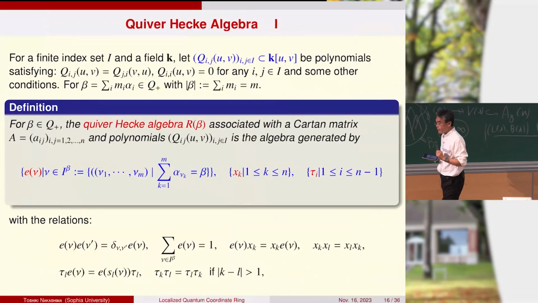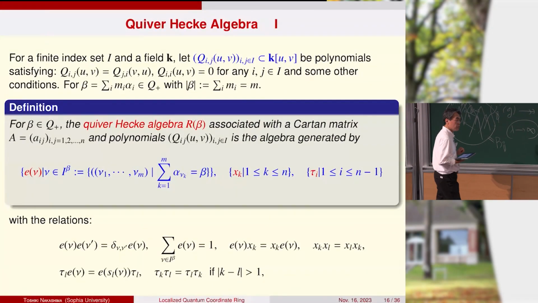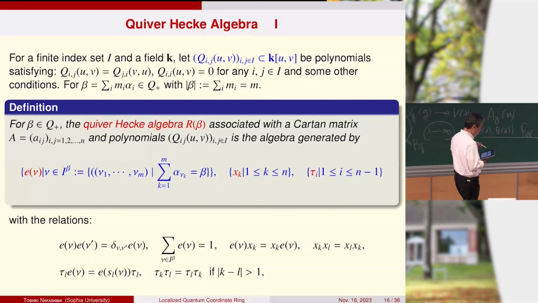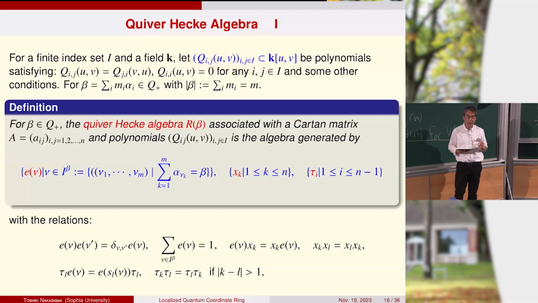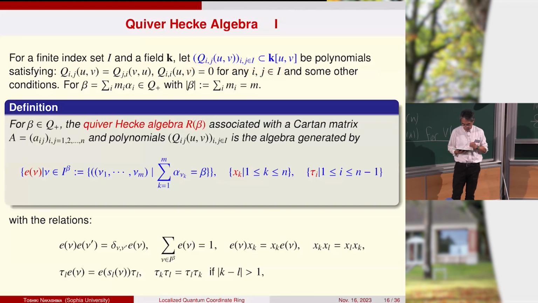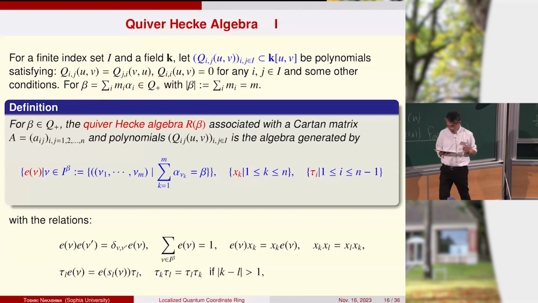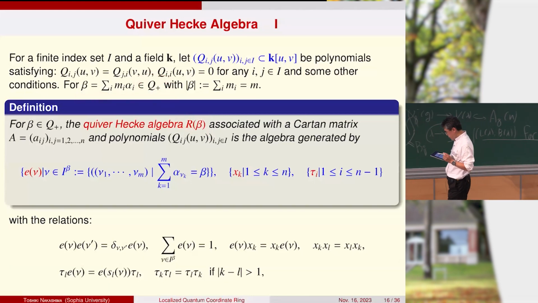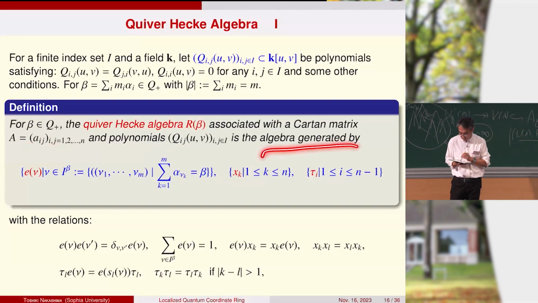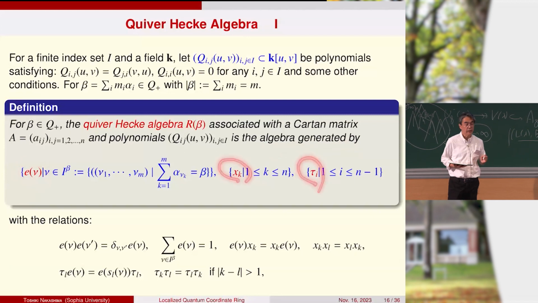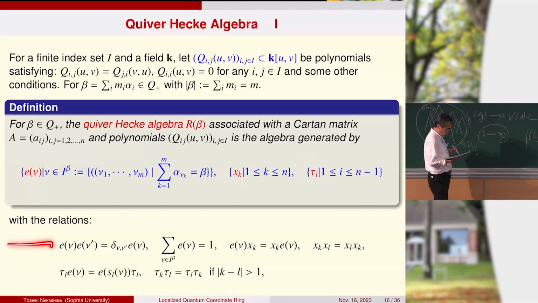Now we enter the next topic, quiver Hecke algebras. We prepare the index set I and polynomials Q_{ij}(u,v) satisfying the following conditions. Then the quiver Hecke algebra R(beta), where beta comes from Q plus, is associated with the Cartan matrix A and the polynomials Q_{ij}. It is the algebra generated by the following generators e(nu), x_k, tau_i, and they satisfy the following relations.